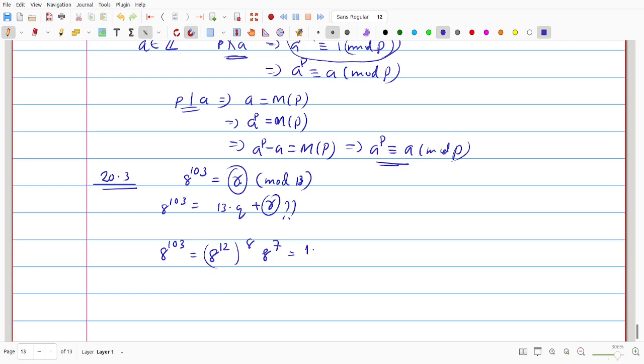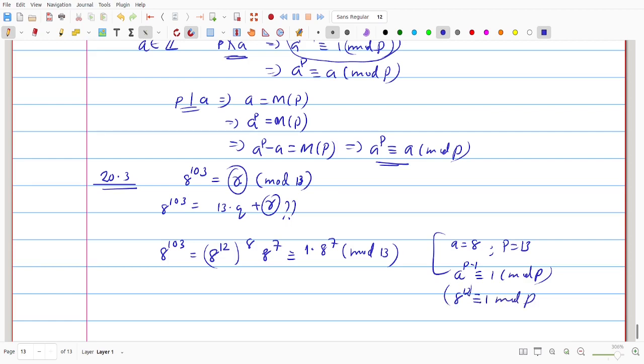Okay, so this is 1 into 8 raised to 7, congruent to 1 mod 13, because by Fermat's theorem, taking a equal to 8 and p equal to 13, 8 to the power p minus 1 is congruent to 1 mod p. That means 8 raised to 13 minus 1, that is 12, is congruent to 1 mod p.